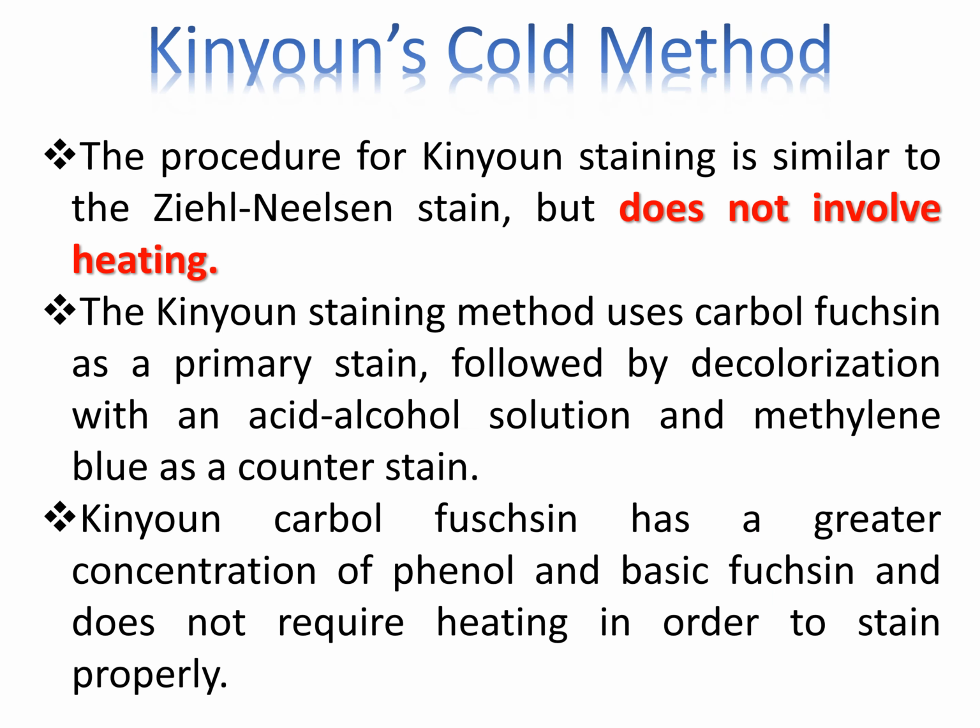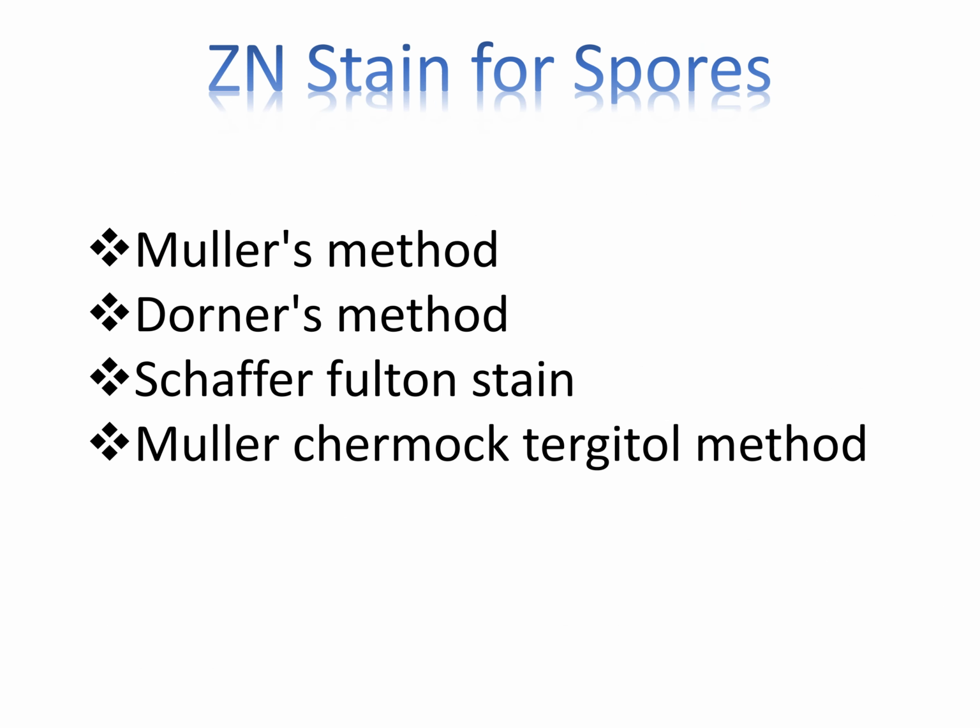Now, Kinyoun's cold method. The procedure for Kinyoun staining is similar to Ziehl-Neelsen stain but does not involve heating. The Kinyoun staining method uses carbol fuchsin as a primary stain followed by decolorization with an acid alcohol solution and methylene blue as a counterstain. Kinyoun carbol fuchsin has a greater concentration of phenol and basic fuchsin and does not require heating in order to stain properly. These are other stain methods for spores: Muller's method, Dorner's method, Schaeffer-Fulton stain, Muller-Chermak, Ziehl-Hall method.